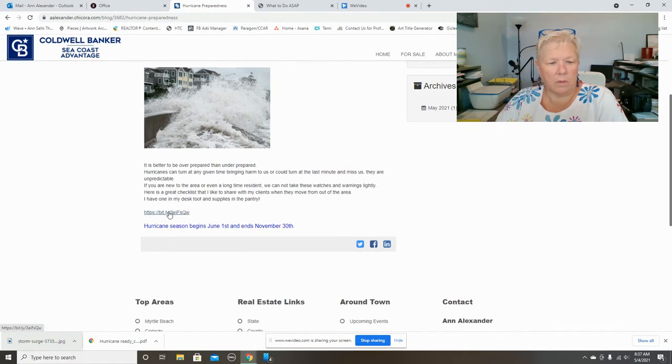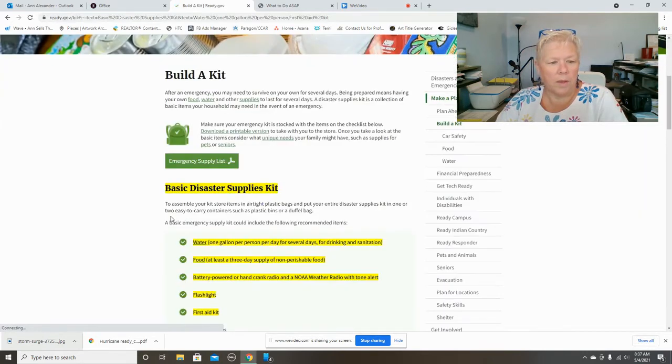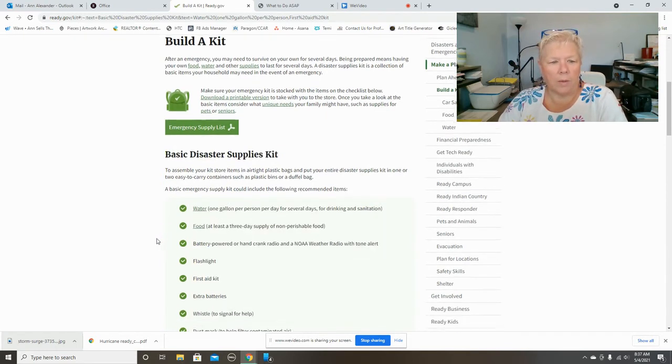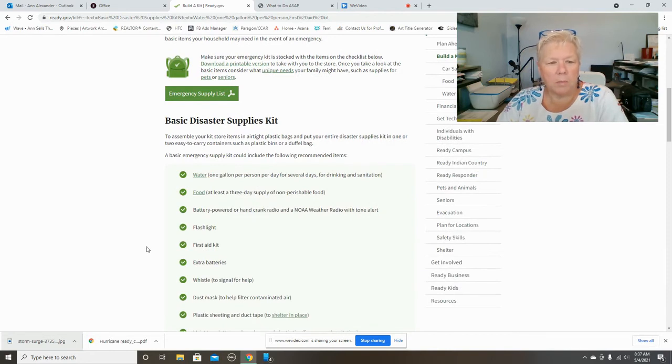And right here, hurricane season is June 1st to November 30th. So even though, when I'm recording this, it's actually May 4th, we need to be getting all of this ready right now. Your basic supplies need to be, obviously, water, 1 gallon per day per person, and make sure you've got probably 3 to 5 days' worth.